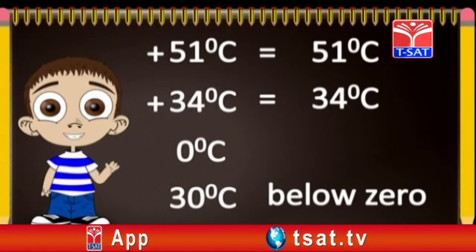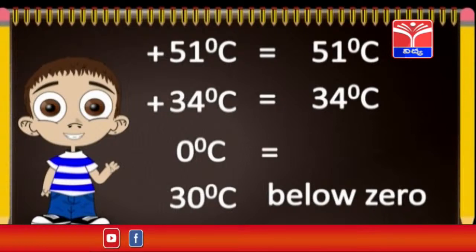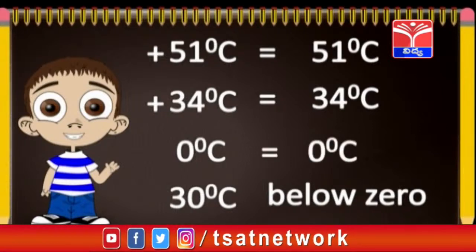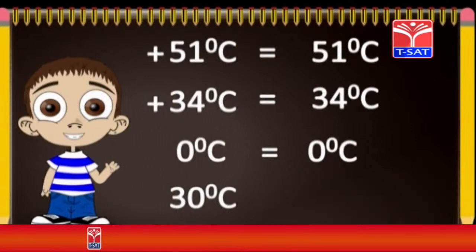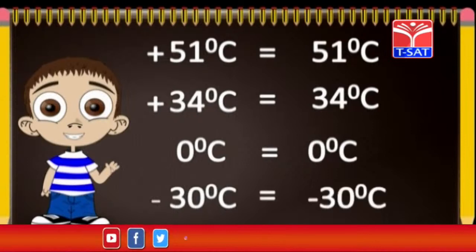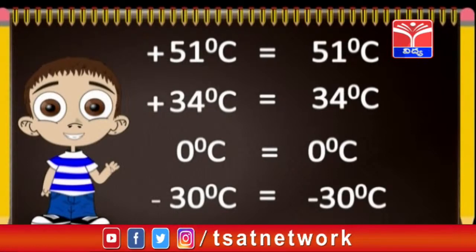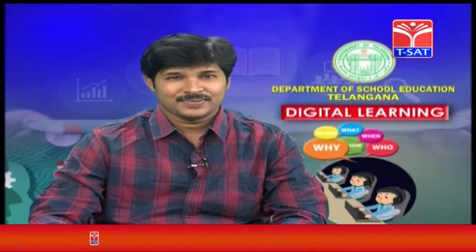And 0, this is neither negative nor positive, so we write 0 degrees centigrade as simply 0 degrees centigrade itself. And the word below 0 is usually replaced by the negative symbol, and we keep this negative symbol always in front of the number, thus this is minus 30 degrees centigrade. And this is one example where we use negative integers.